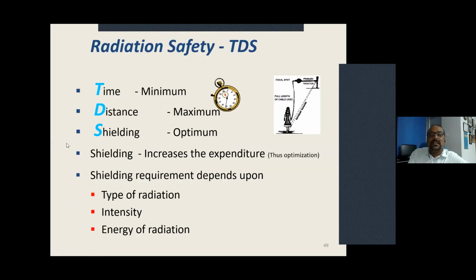So these are the 3 cardinal rules: time, distance, and shielding. We have to spend minimum time near the source. The same rule applies to the corona. You have to spend minimum time in the market, and you have to keep a safe distance. So here we recommend maximum distance. Shielding: you have to use optimum shielding, and shielding depends upon the type of radiation, intensity, and energy of radiation.